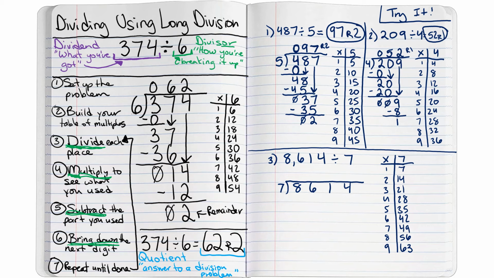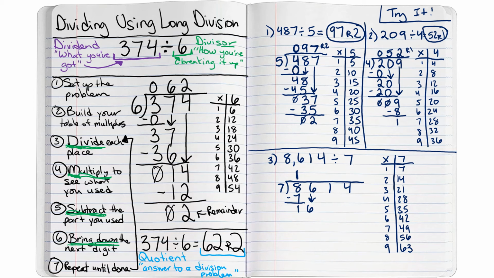All right, so I'm ready to start doing the work. I'm going to start here with 8 divided by 7. If I have 8 pieces, I have enough to make one group of 7. There's my divide. Then multiply. 1 times 7 is 7. Then subtract, hey, and bring it down.